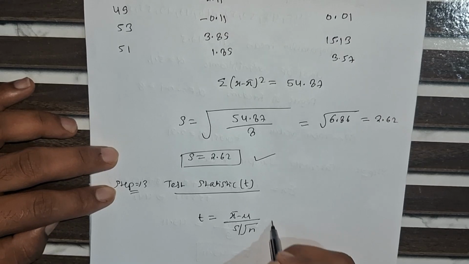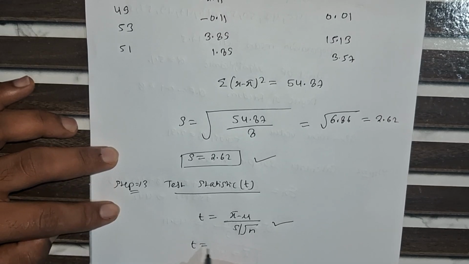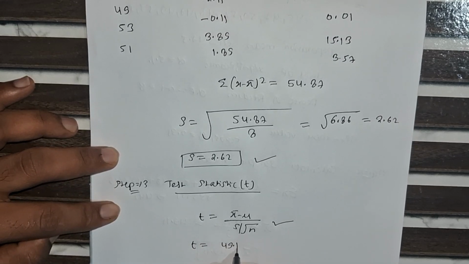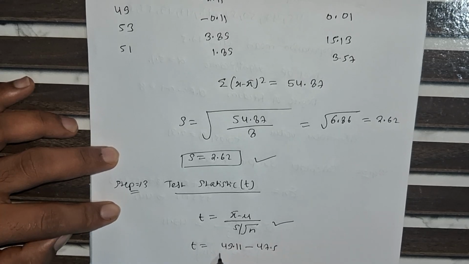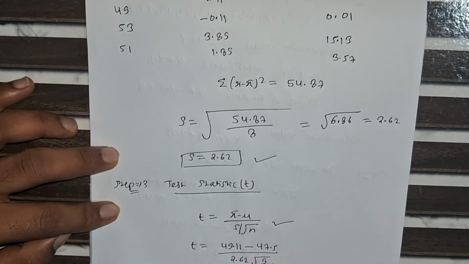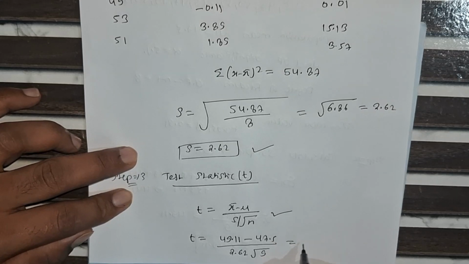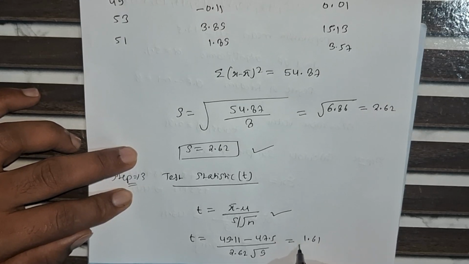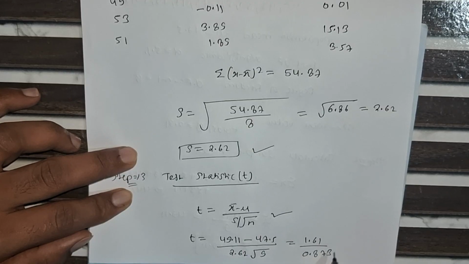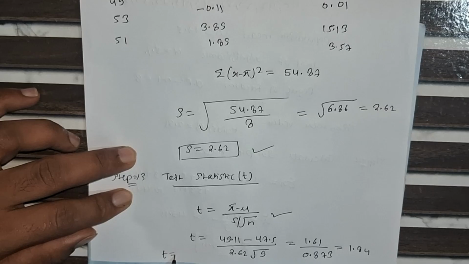So put all the values in this formula. t equals the mean 49.11 minus the mu value 47.5, divided by the s value 2.62 over under root of the n value 9. So it becomes 1.61 divided by 0.873, which equals 1.84. So our t equals 1.84.